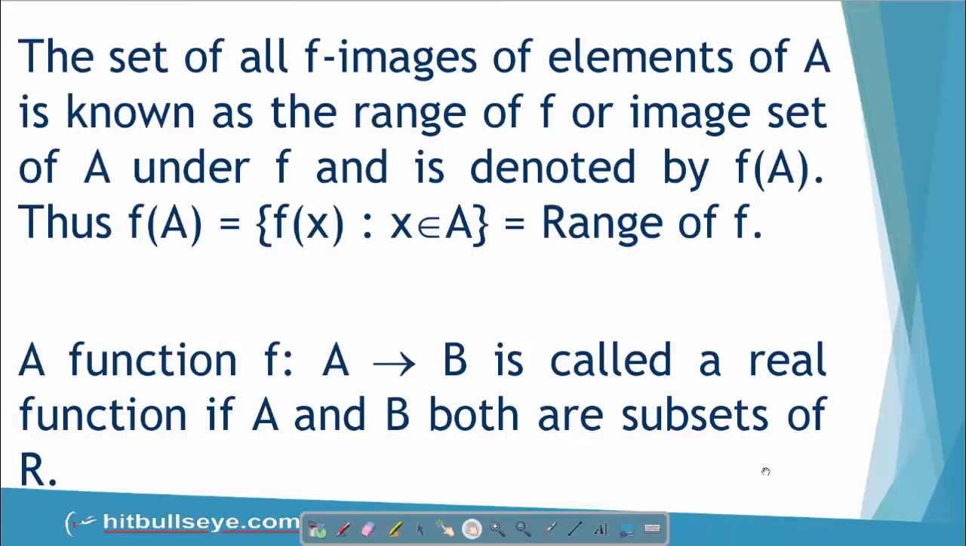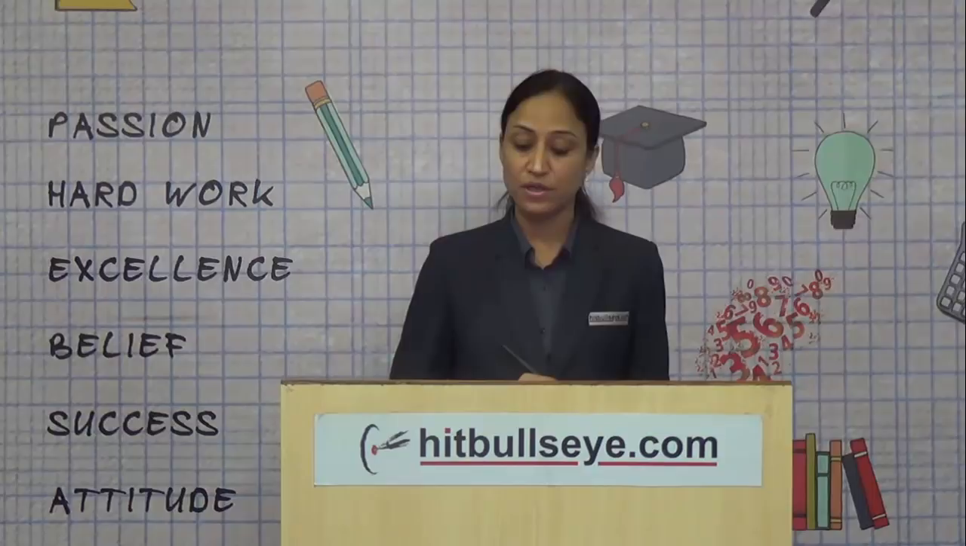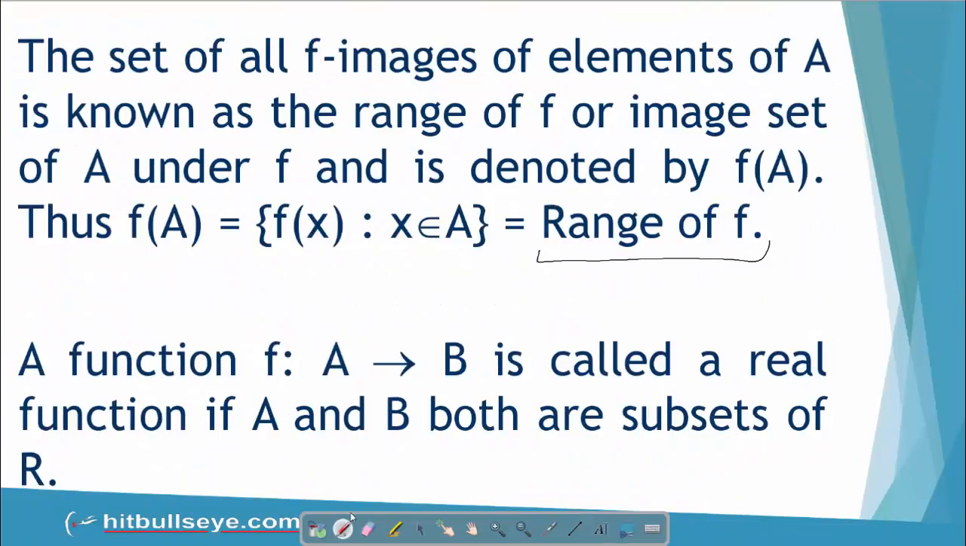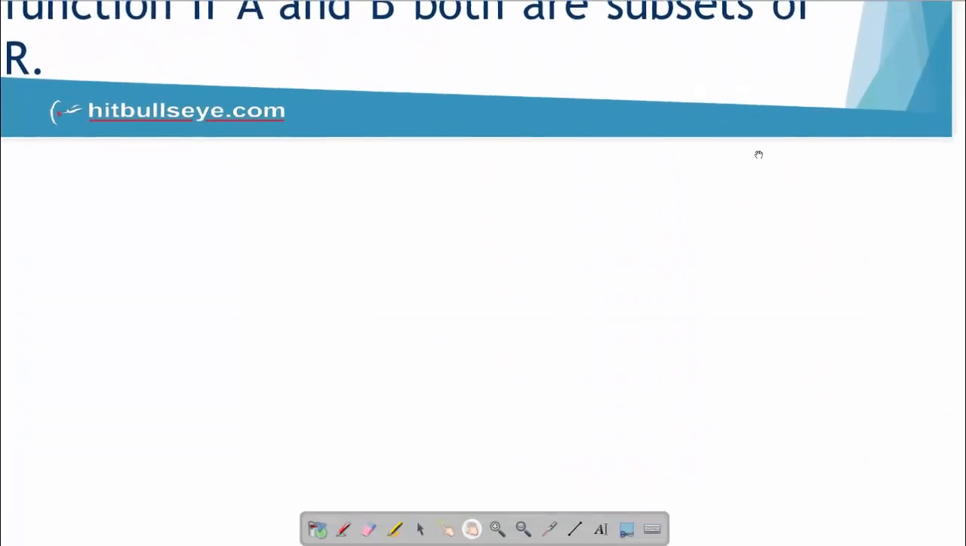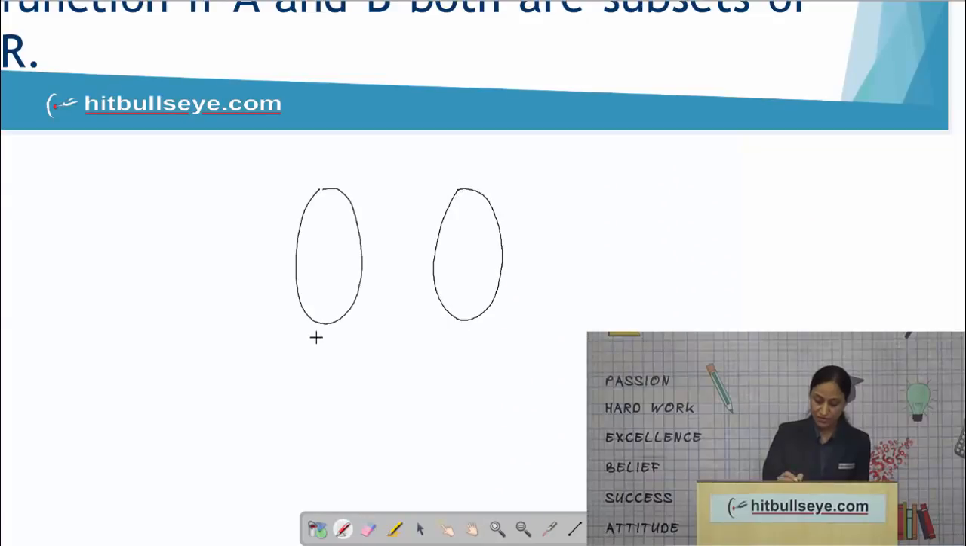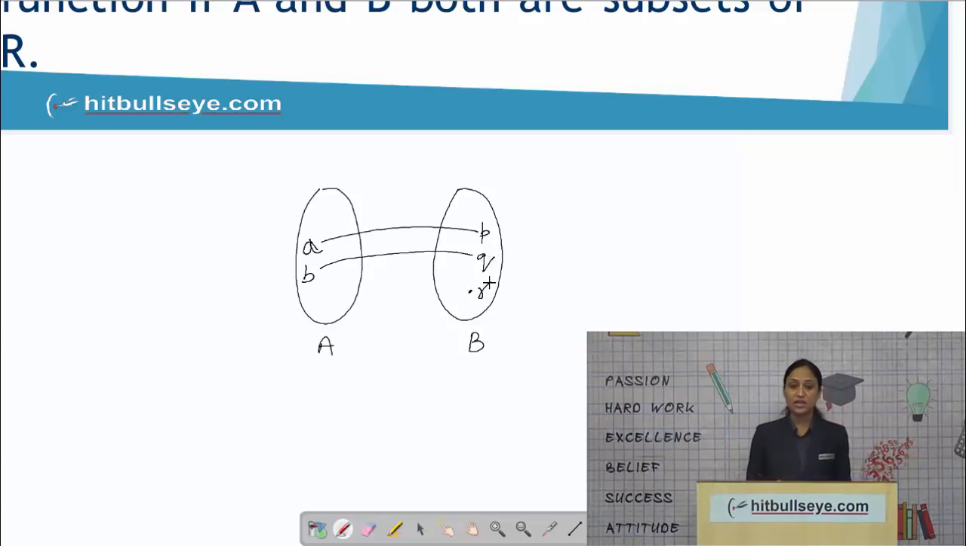Next we have the range of a function. Range is basically the collection of all those elements of B which are the images of some elements of the set A. Let's again understand it graphically. Suppose I have a function from set A to set B such that the element a has its image as p, the element b has its image as q, and there is an element r in the set B which is not the image of any element of A.